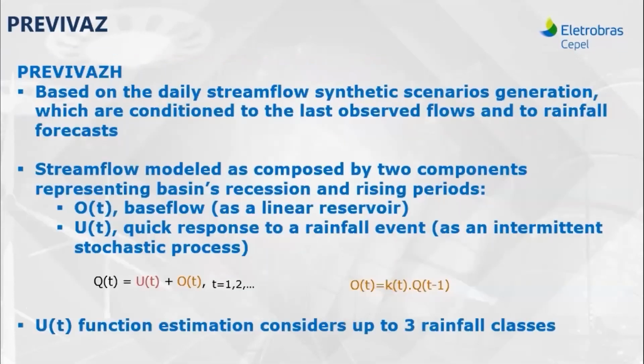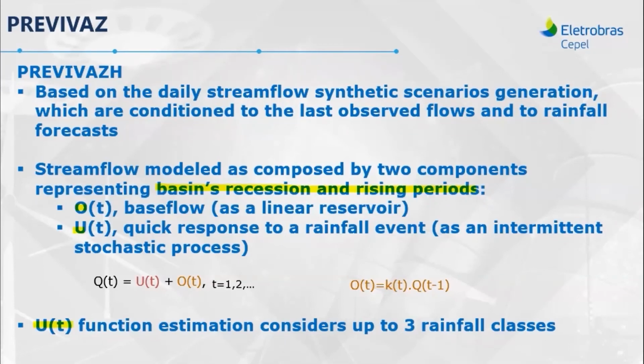This is the Previse H. Previse H is based on stream flow synthetic scenario generation. Here the stream flow is composed of two components, representing basin recession and rising patterns. The component O, which is basically the basin emptying, and the component U, which is basically the flow increase.